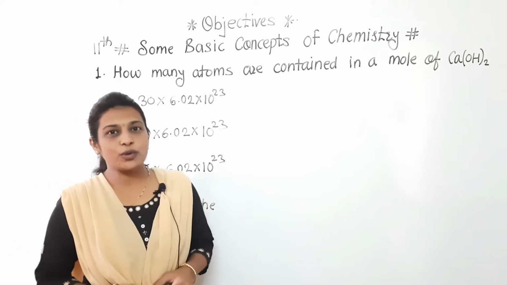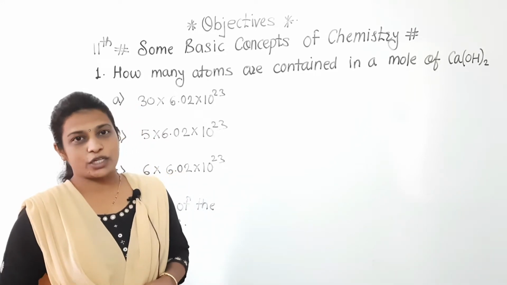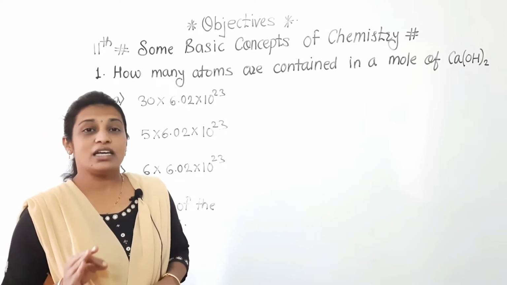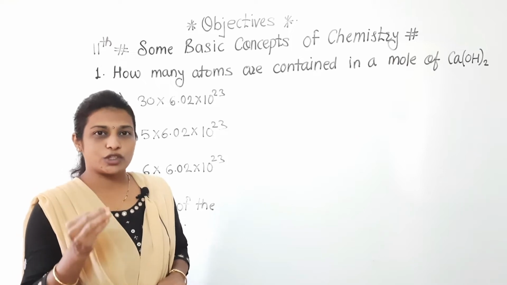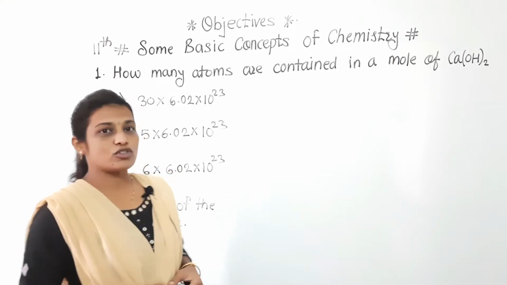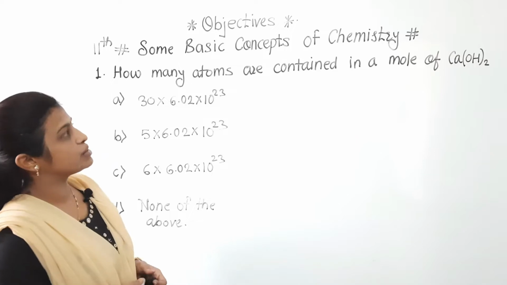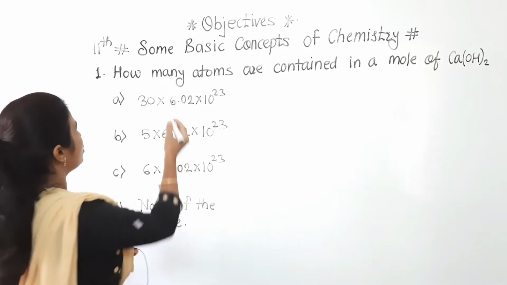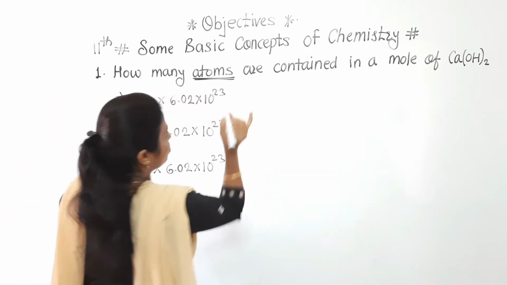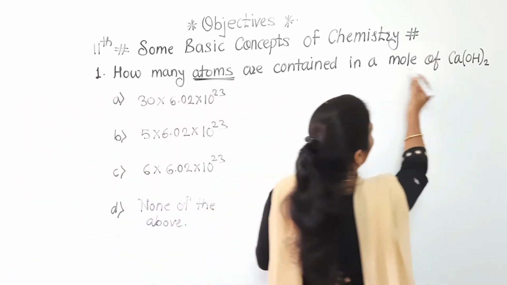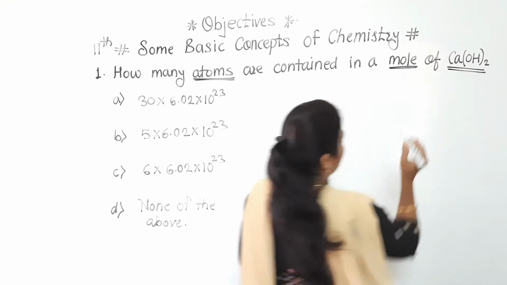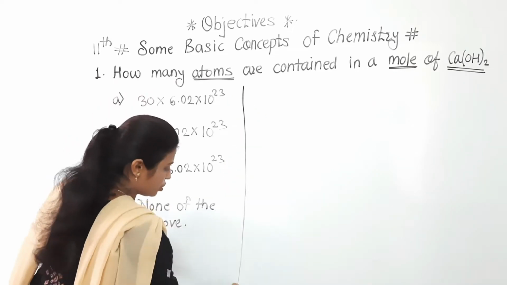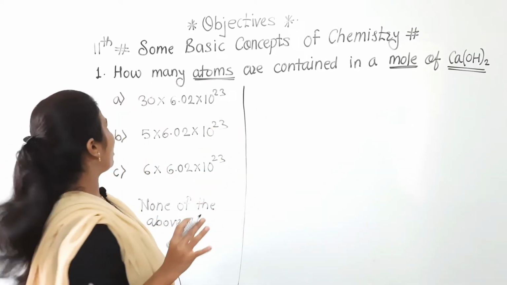Everyone, so today we are going to start to solve the objectives based on the topic named some basic concepts of chemistry. In that one point, or we can say the objective part, we are going to discuss. So in that first objective we are going to start: how many atoms are contained in a mole of calcium hydroxide. So here we have to find out the number of atoms contained in a mole of calcium hydroxide. In a mole means the number of moles they have given. So these are the objectives, how options are there, how to solve that I will tell you.